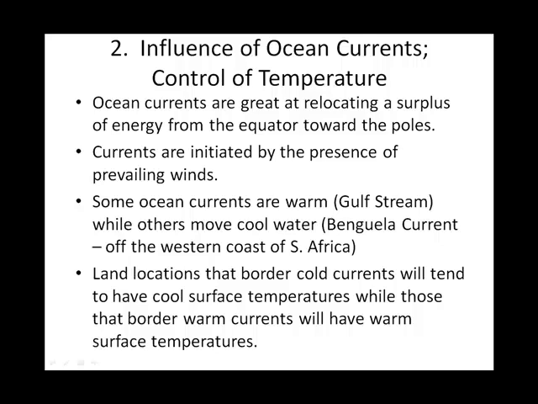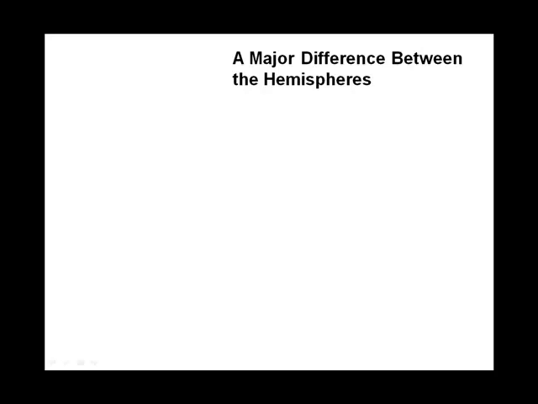So just because you're a location on the coast means that you'll have a lower temperature range throughout the year, but depending upon the temperature of the current that you're influenced by, you'll tend to have warmer or cooler temperatures. I'll show you how that works.